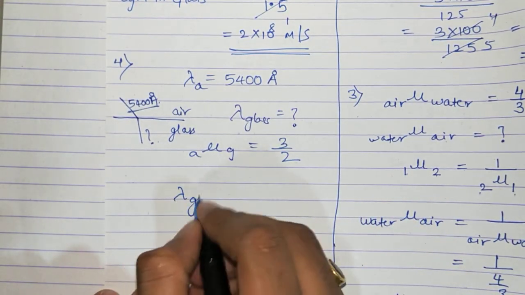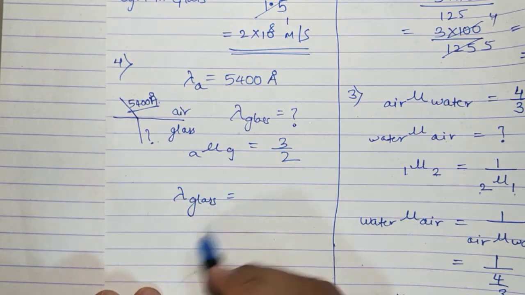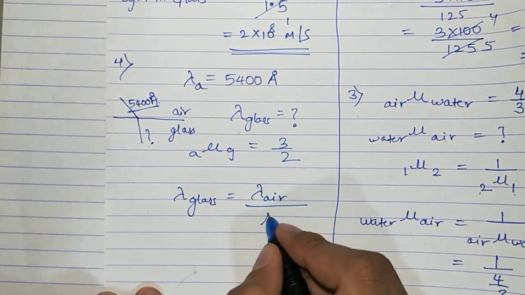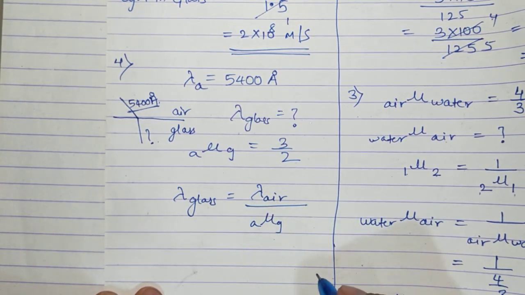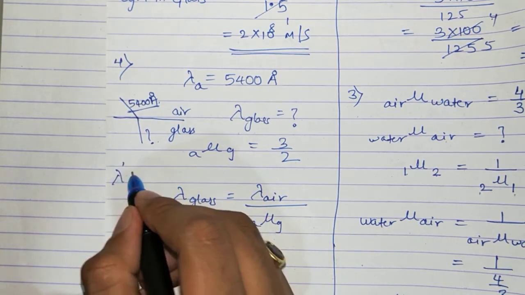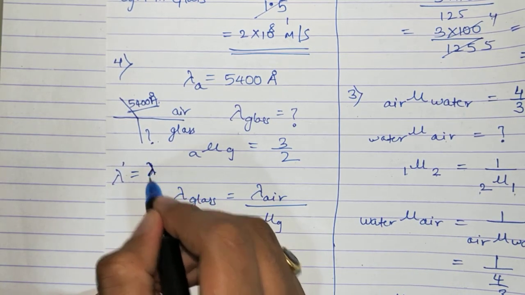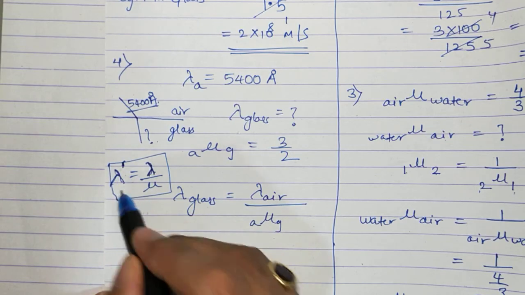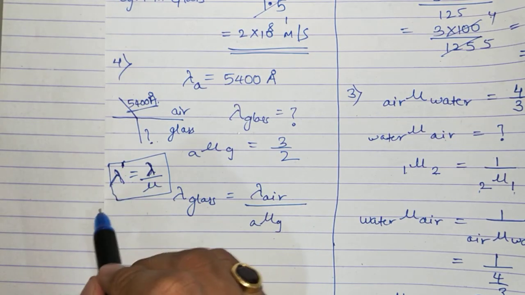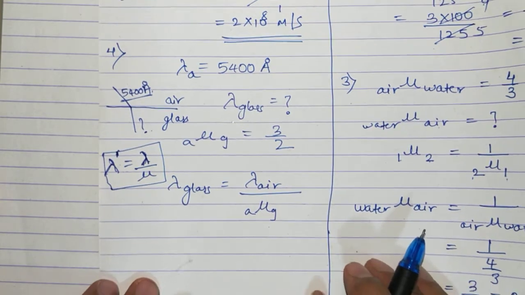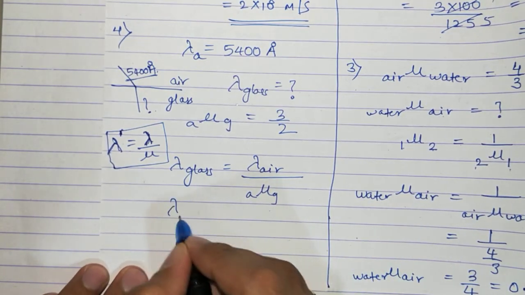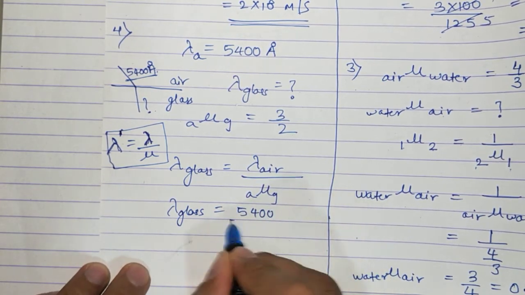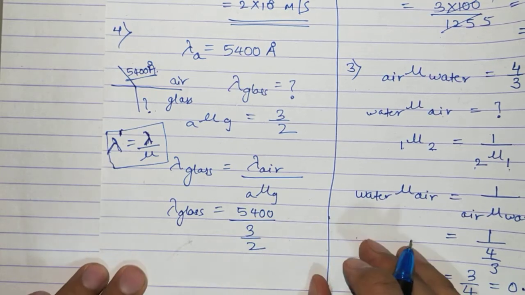The formula for the new wavelength is the old wavelength, that is the wavelength in air, upon the refractive index. We did this formula: lambda dash is lambda upon refractive index, where lambda dash means the new wavelength, the wavelength in the new medium the light is going into. Just substitute values. The wavelength of glass is the wavelength of air, that is 5400 upon 3/2.